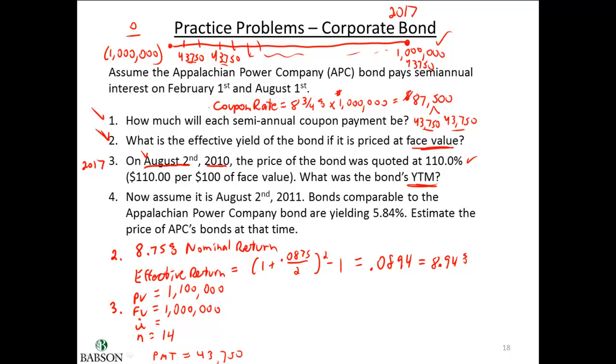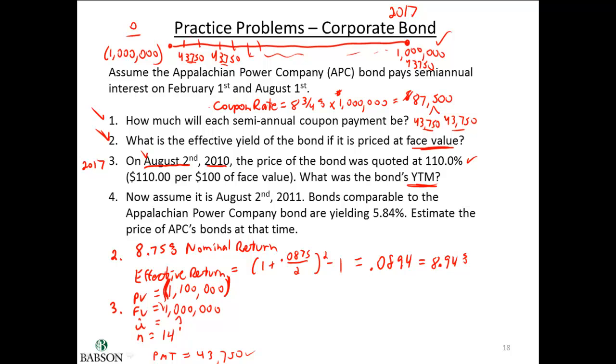So let me summarize the situation that we have. We've got an investor that's going to pay, so I'm going to make that an outflow. Present value is negative. Pay $1.1 million for a bond that will pay him back $1 million 7 years from today. In addition, the investor gets $43,750 every 6 months. So the question that remains is, what is the interest rate that that investor is expected to earn?